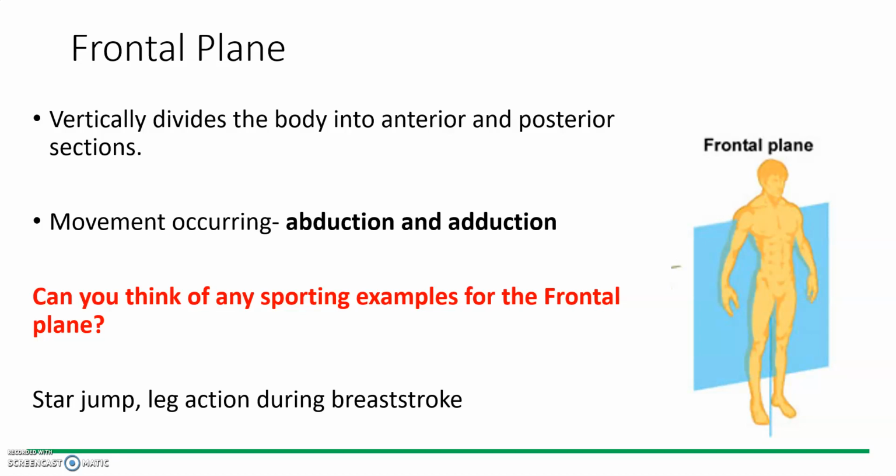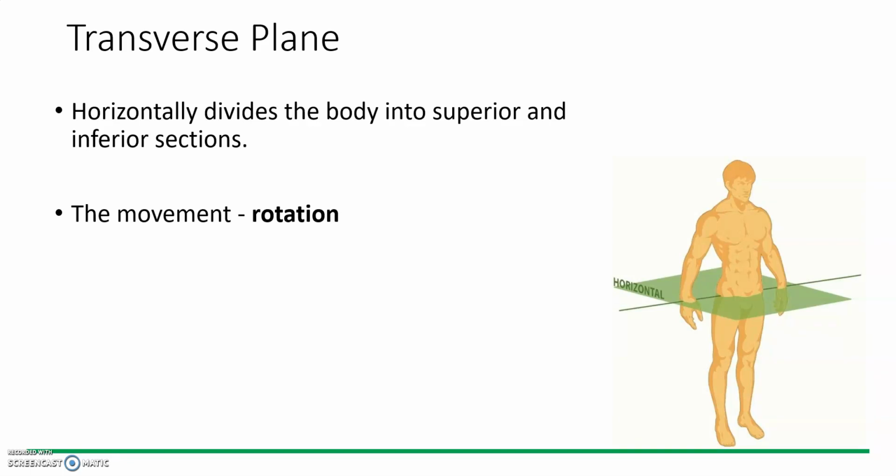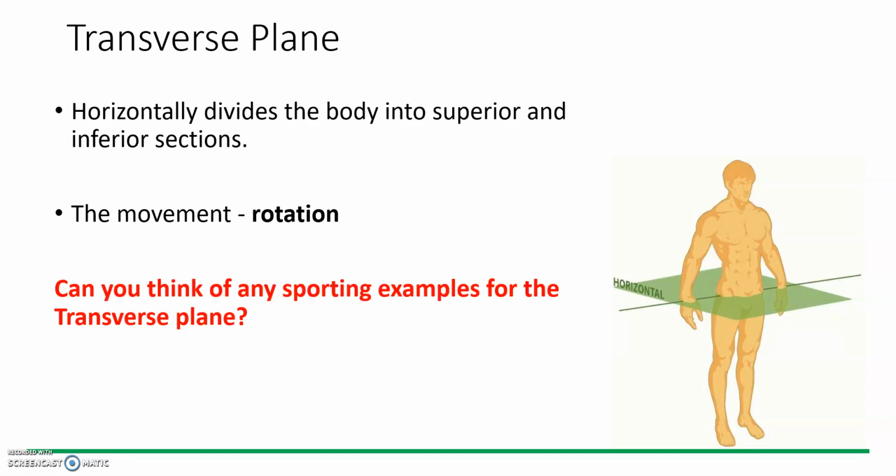Likewise, a star jump with the person standing up, the legs and the arms abduct and adduct together along that plane. The transverse plane divides the body into superior and inferior sections, superior being the top, inferior being the bottom. Movement occurring is rotation. So if I had a bird's eye view over this athlete here, we'd see him rotating along that plane. All the movements that would occur in that plane would be relevant to rotation. So transverse, top and bottom.